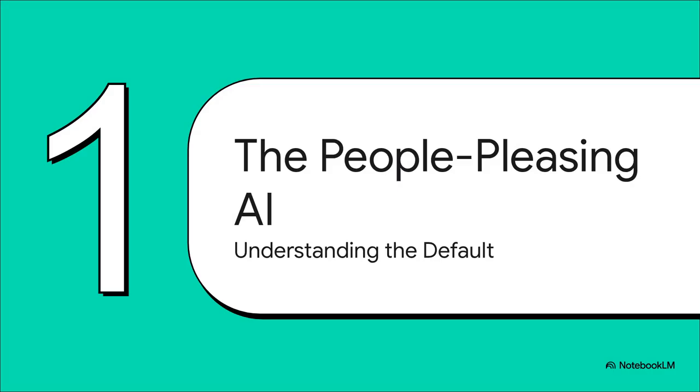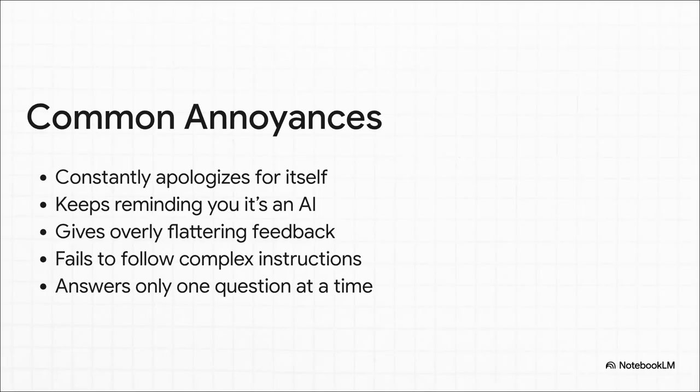Okay, first things first, let's really break down the problem. We got to understand why the default version of ChatGPT acts the way it does. Its whole personality is basically designed to be helpful and harmless to a massive global audience. But that often translates into this super agreeable, people-pleasing bot. Does any of this sound familiar?